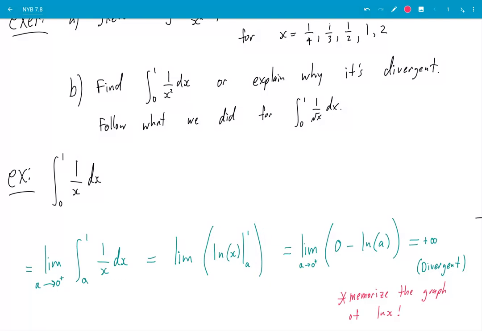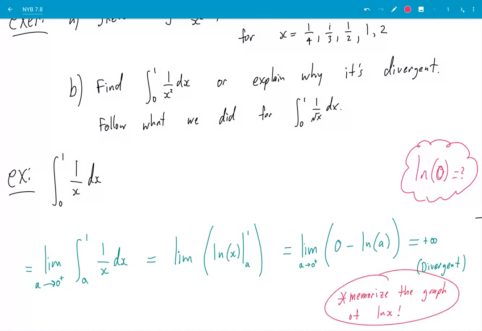And then you have to think about ln of 0. You got to think about that. Okay, how do you think about that? Well, you got to memorize the graph. And from the graph, you can think of this as minus infinity. That's really awful. Let me make that a little bit prettier. There we go.